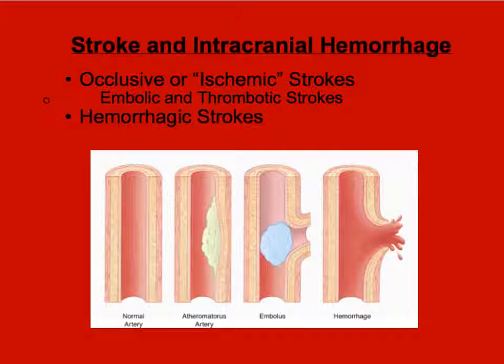This is a short review of stroke. There are basically two main classifications of stroke: the occlusive or ischemic stroke, and then the hemorrhagic stroke.